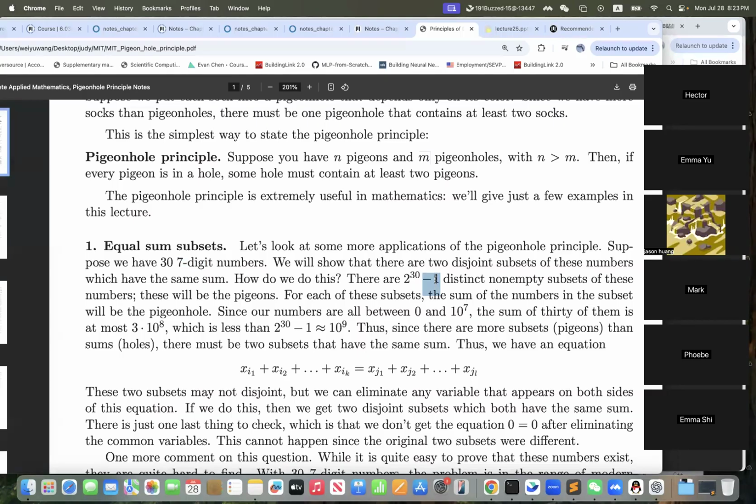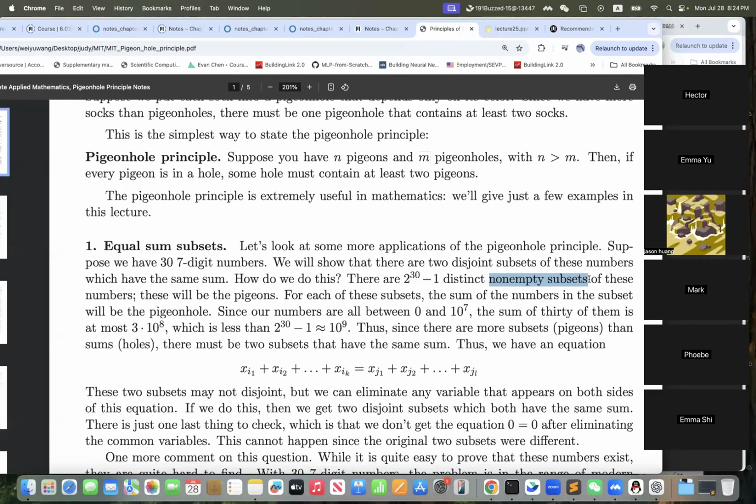Because we don't include the empty subset. Exactly, because this is the number of non-empty subsets, right? If for each number you either select it or not select it, then you may get a situation when you do not select any number. So then you get an empty subset, right?